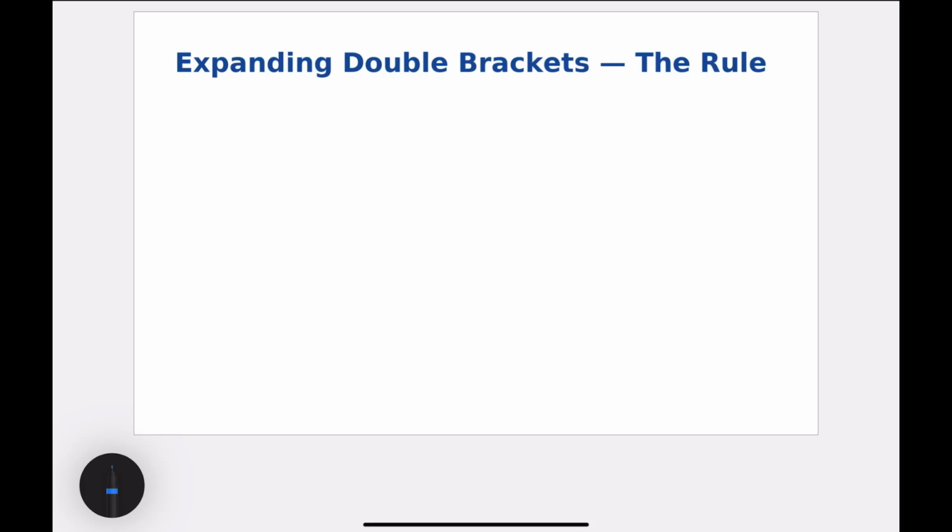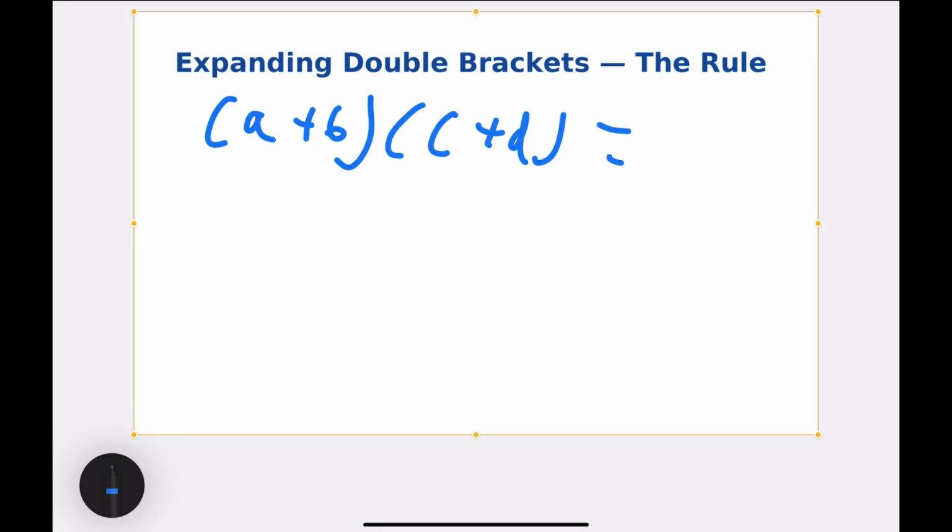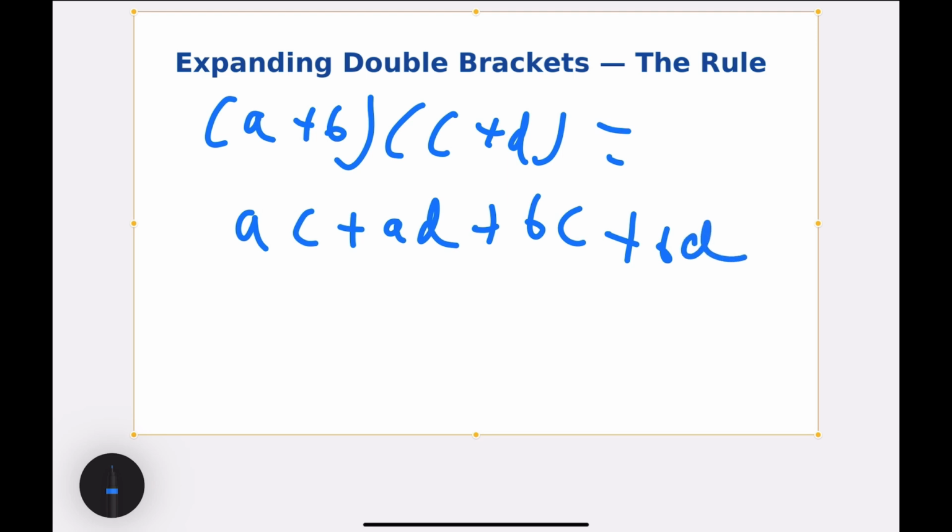So today I'm going to be going over expanding double brackets. So the general rule is that (a + b)(c + d) is equal to ac + ad + bc + bd. And then once you've expanded them, you can simplify them, but in this case we cannot do any simplification.